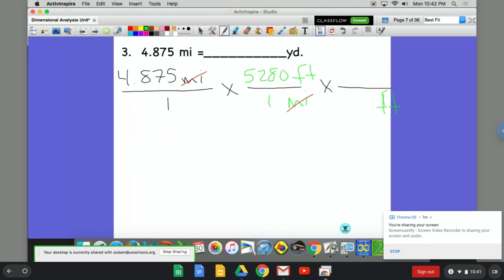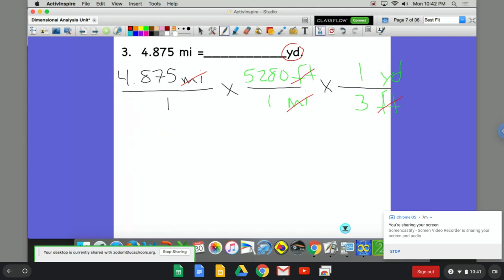And we can go from feet to yards. And the conversion for that one is going to be that there are 3 feet in 1 yard. Hopefully you can see that on your metric conversion sheet. Now, the awesome thing about that is feet will cancel. And we wrote feet on the bottom to cancel it, and we're left with yards, which is what we want. So we're good. Now we just got to do the math.